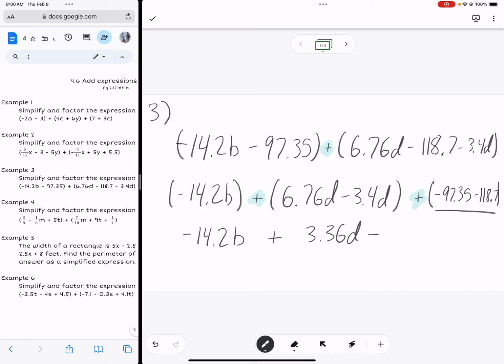Xavier, 97.35 minus 118.7. You're combining debt. So you owe money to your dad, you owe money to your mom, you would add it up together, and your answer would be... We subtract. I haven't done it either, to be honest. 2.16. 2.16.